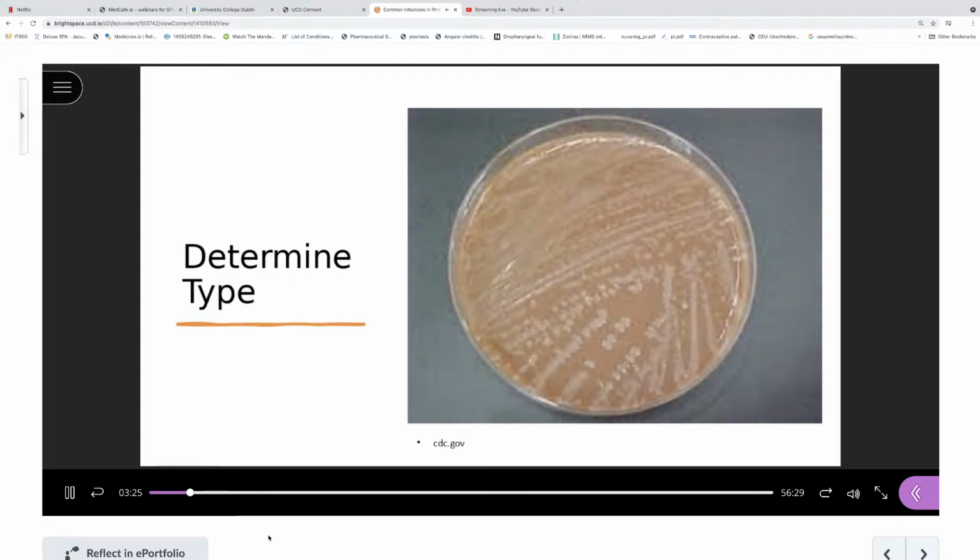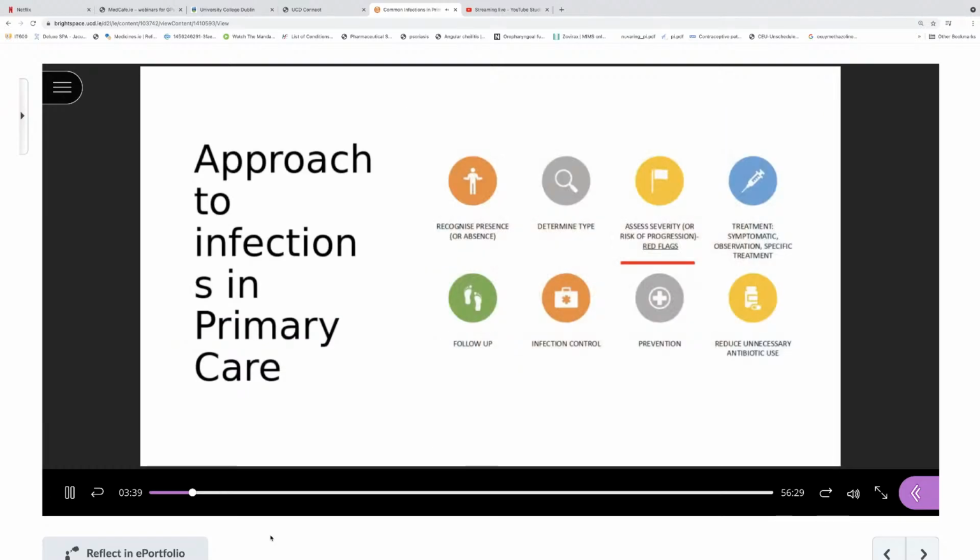We don't get an answer immediately. That's something we need to wait for. So we may need to use our clinical judgment at the time to decide on a course of action, and then the subsequent result from the lab may affect our plan.